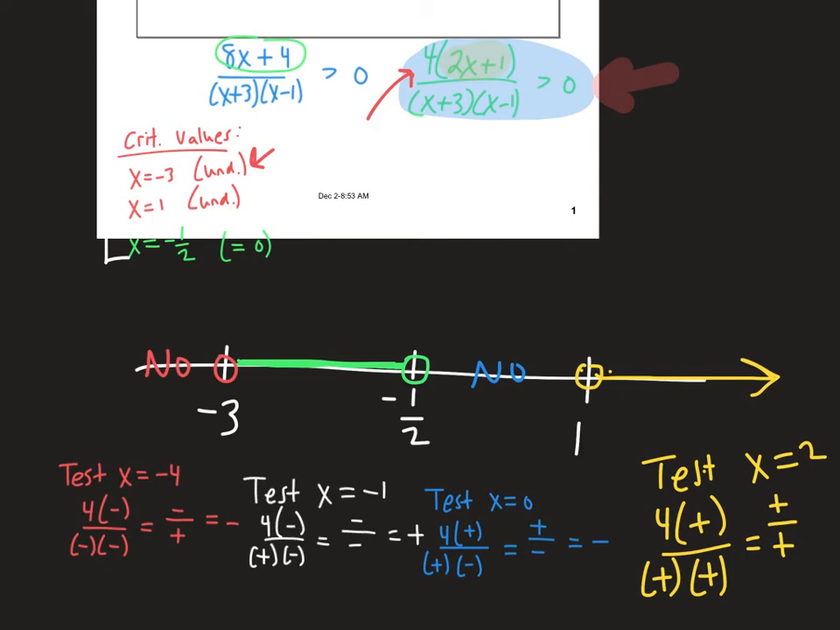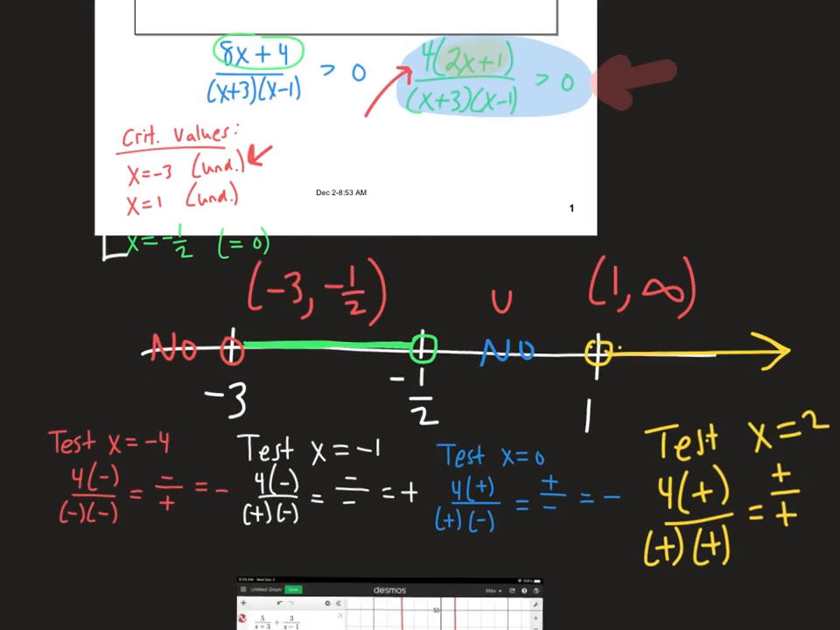Okay, so our final solutions, if we want to write these as intervals, we would be from -3 to -1/2 using parentheses, because neither endpoint works, or from 1 to infinity.